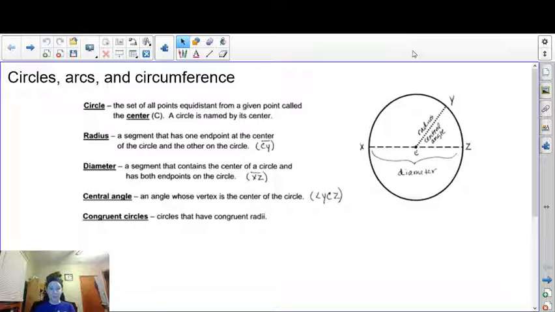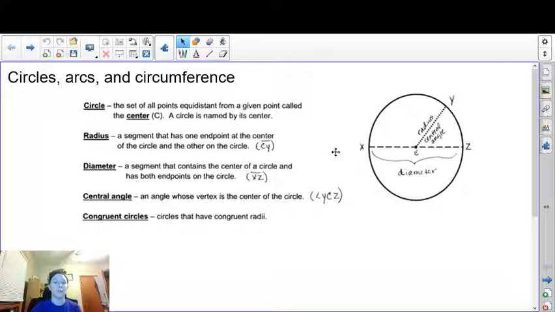So what is a circle? The circle is a set of all points equidistant, meaning the same distance, from a given point called the center. In this case, in my picture, it is called circle C because it's denoted based on the center letter. In a circle, we have a radius, which is a segment that has one endpoint on the center of the circle and the other on the other side of the circle. So for example, CY is a radius. The diameter is a segment that contains the center of the circle and has both endpoints on the circle. So XZ is considered a diameter.